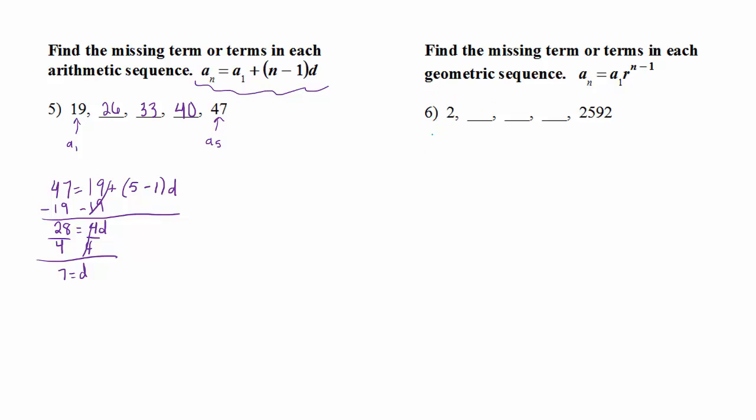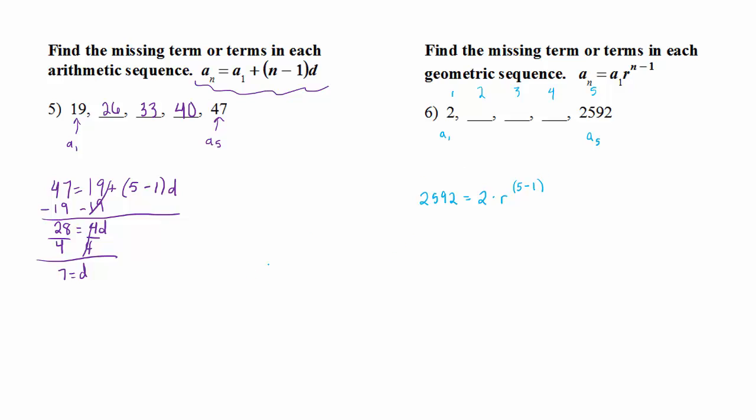So we're saying that 2 is A1, and the reason I said that 47 was the 5th term is because I counted how many terms there are. Like there's 1, 2, 3, 4, 5 terms here. So this is A5. It's going to be similar, except that we're using a different formula because it's a geometric sequence. We're multiplying to get each term instead of adding. So 2,592 has to equal A1, which is 2, times R, which is what we don't know right now. N is 5, because 2,592 is our 5th term.